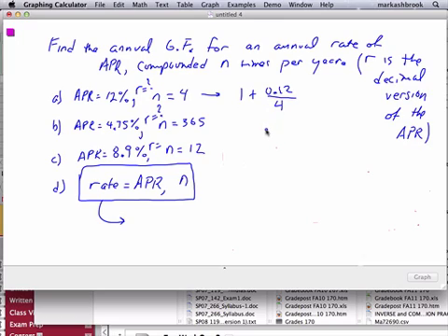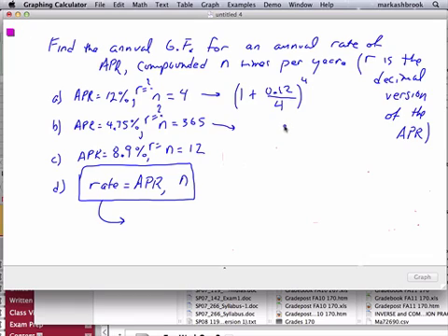Right? And now how about the corresponding annual growth factor? No, raise it to the 4. How many quarters in a year? We're going to multiply that by itself 4 times. Okay?